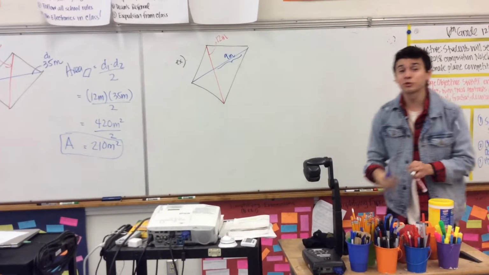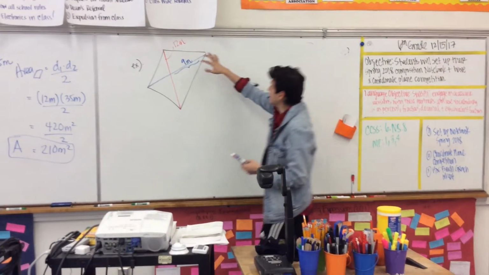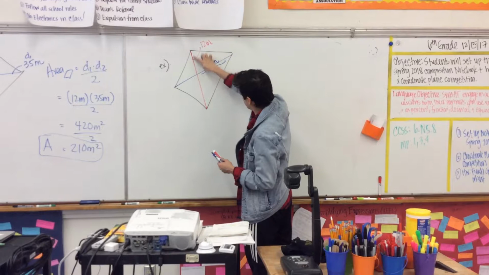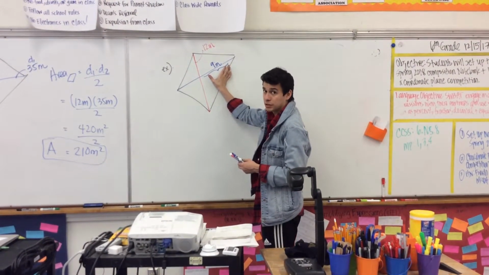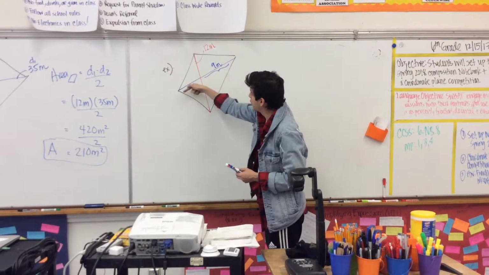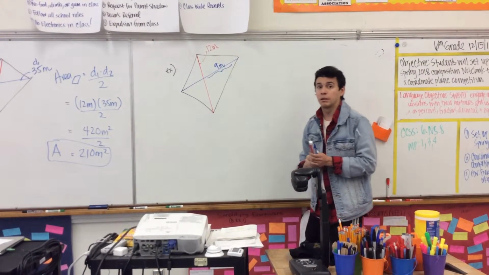Ooh, I'm trying to trick you right here, okay? Think about it. This whole piece is 12. All of this is 12. But only this piece is 9 inches. You need the whole thing. If this is 9 inches, how much will that piece be worth?